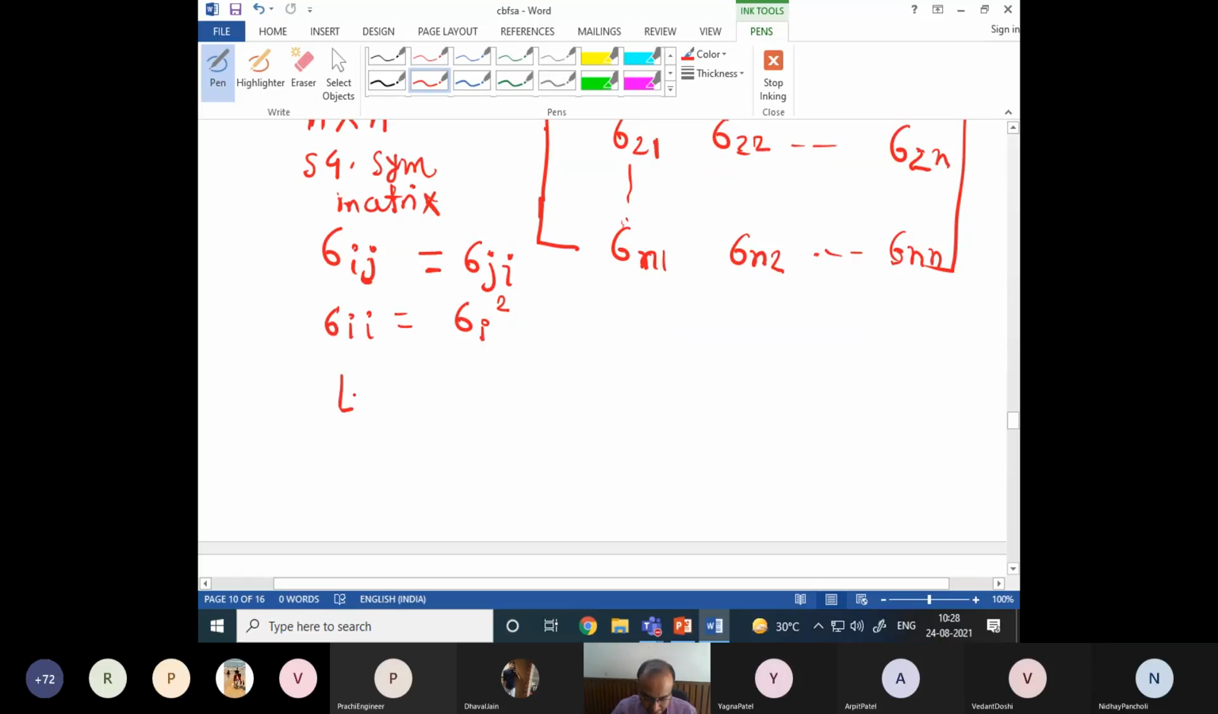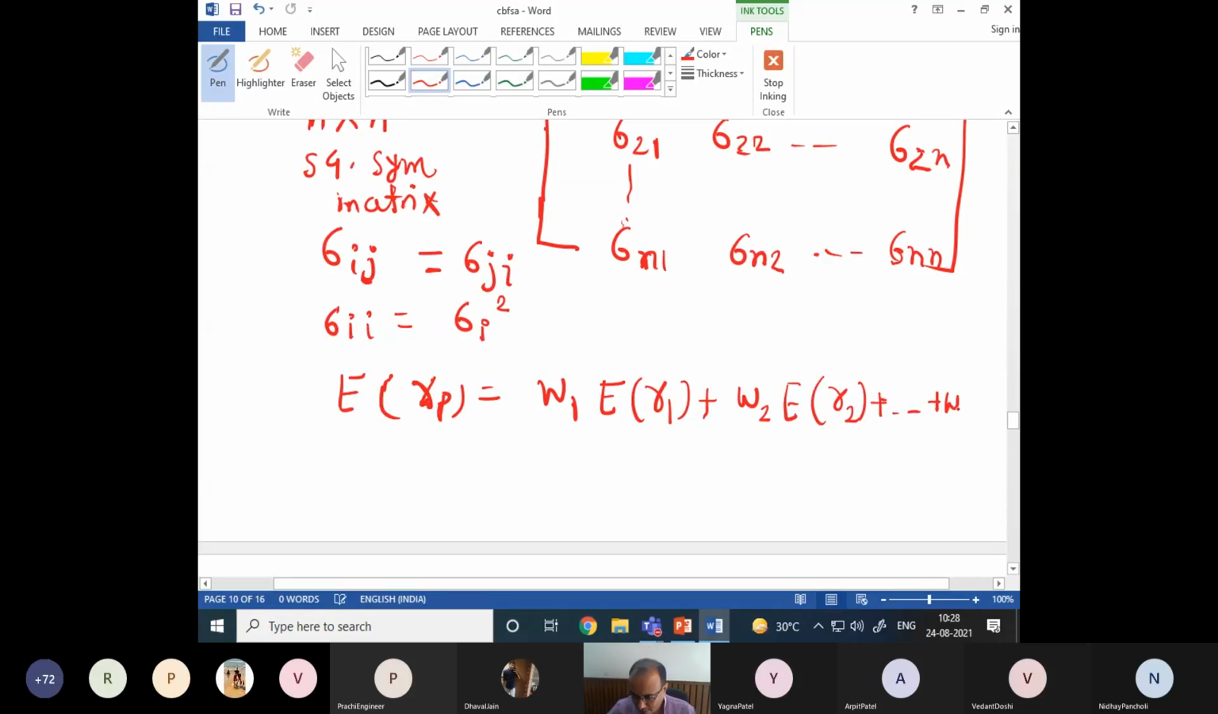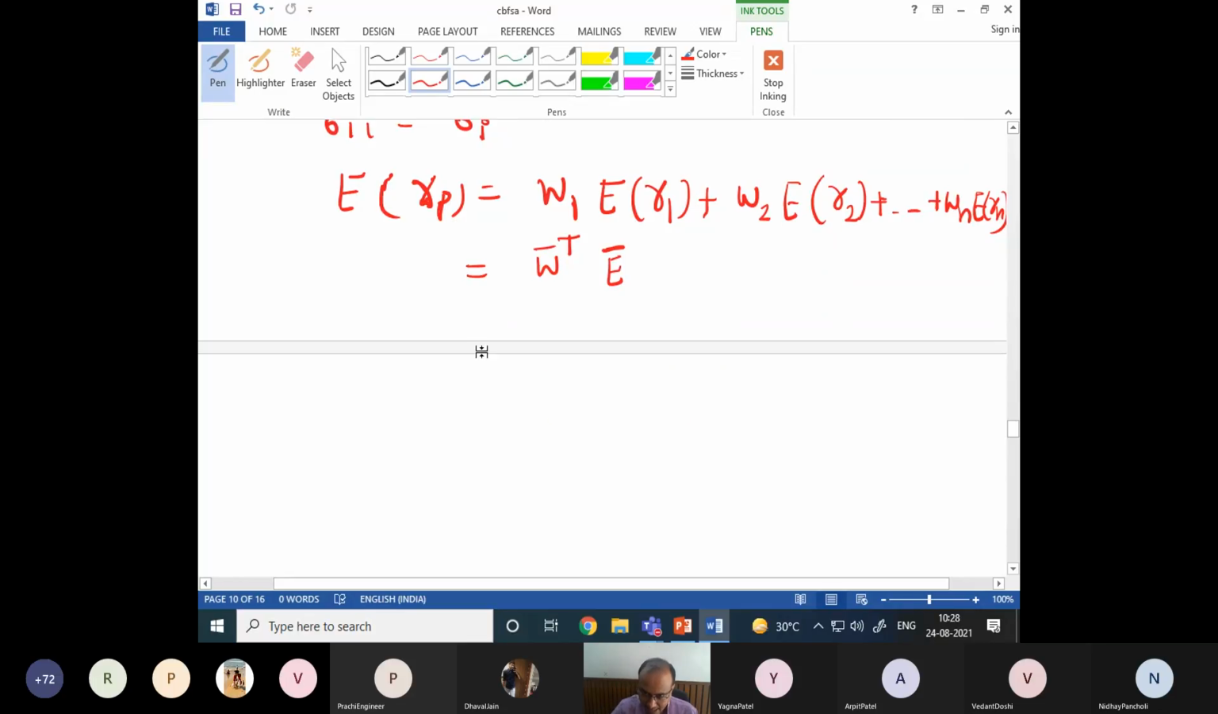And the expected return with this we can also write like this. The expected return will be W1 expected return of security R1 plus W2 expected return of security R2, and so on up to Wn expected return of security Rn. And that also we can express in a matrix form. You can say it is W transpose into some matrix or vector, say E, where what is E? This is just a multiply and add operation.